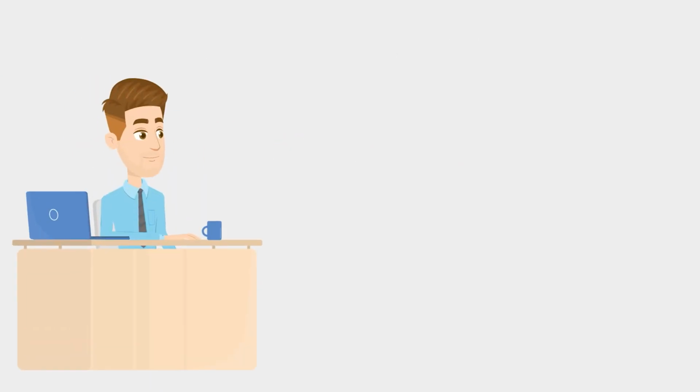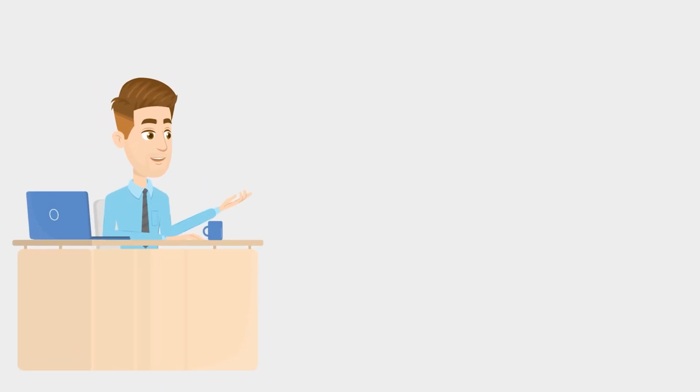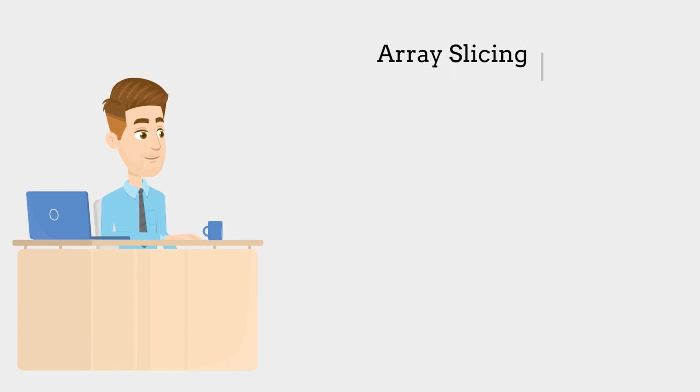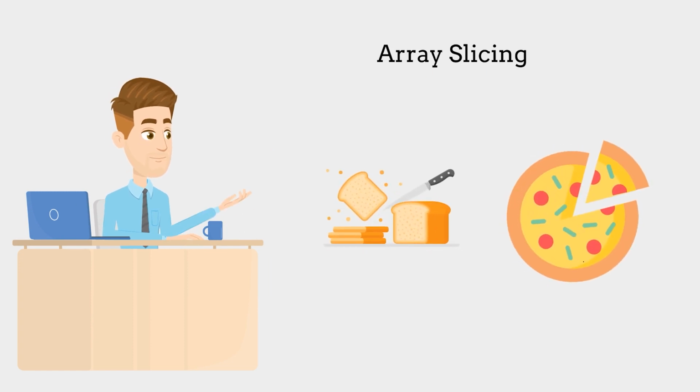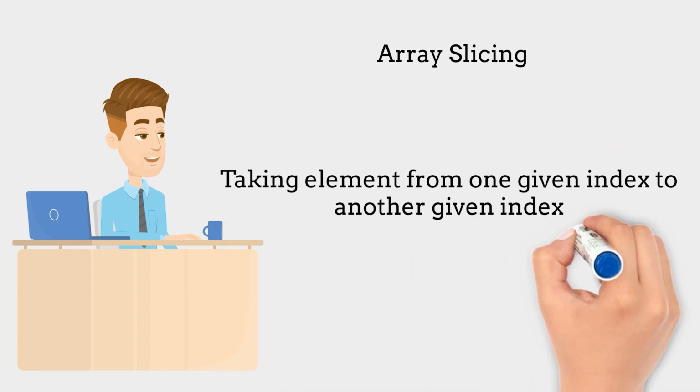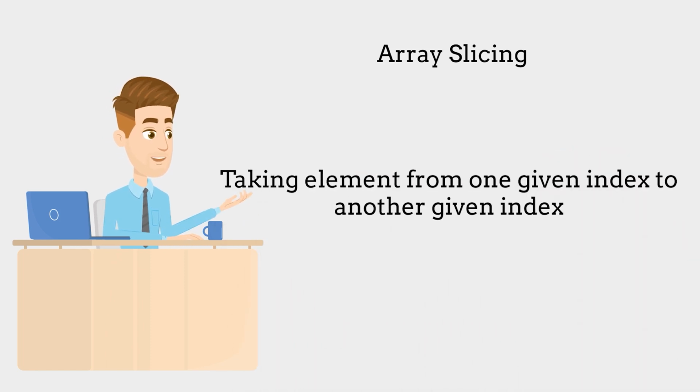2. The second operation we are going to perform is array slicing. Wait. This slicing is not like slicing bread or pizza. Array slicing in Python means taking elements from one given index to another given index.